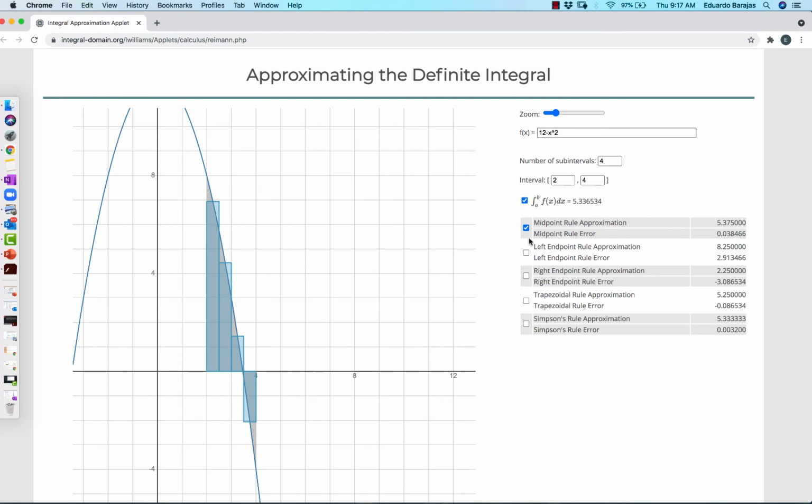Back on our applet, we see that the midpoint rule here tells us that same result. And also we have the benefit of knowing the real answer right here, 5.33, so we can see that this is actually a pretty good estimate of that.